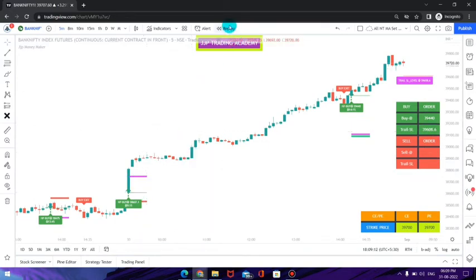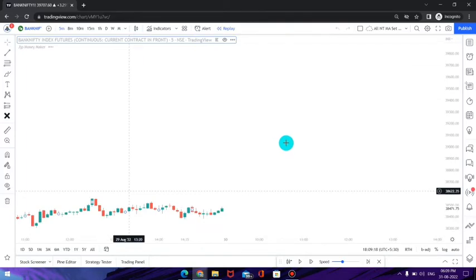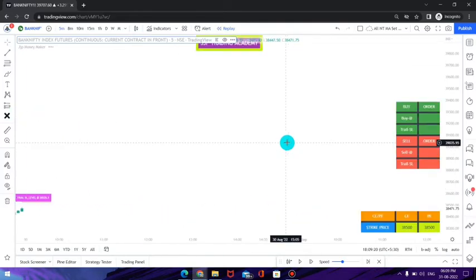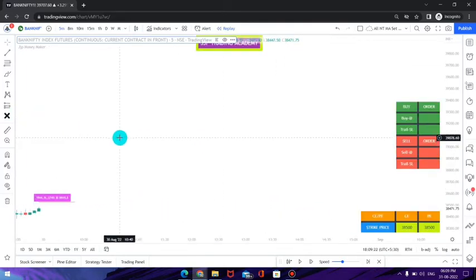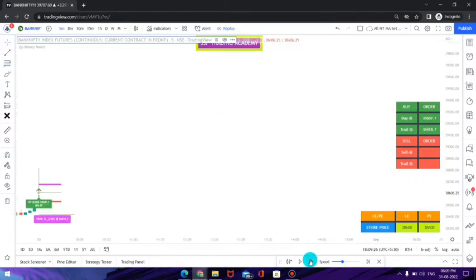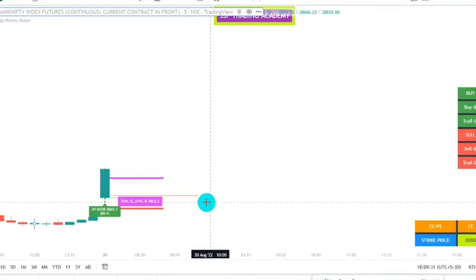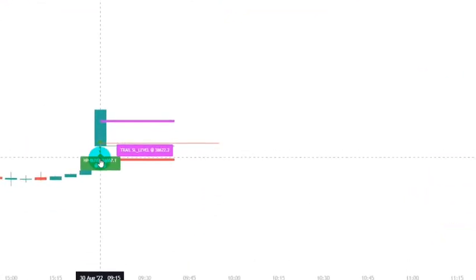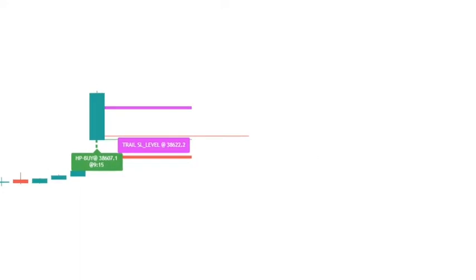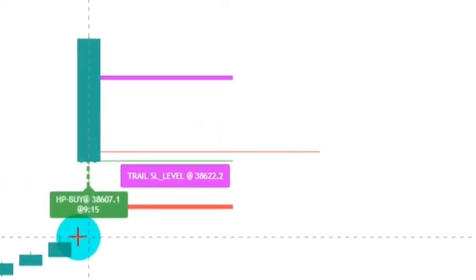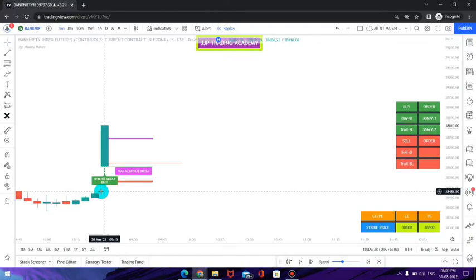Let us see the replay mode for the last traded day. Now I am going to show the replay mode of 30th August 2022 with our JJP Moneymaker indicator. Let us play with the first day. You can see here this is the first trade entry, which has been given as an HP buy entry. Our indicator will provide you the buy signal, sell signal, HP buy and HP sell signal.